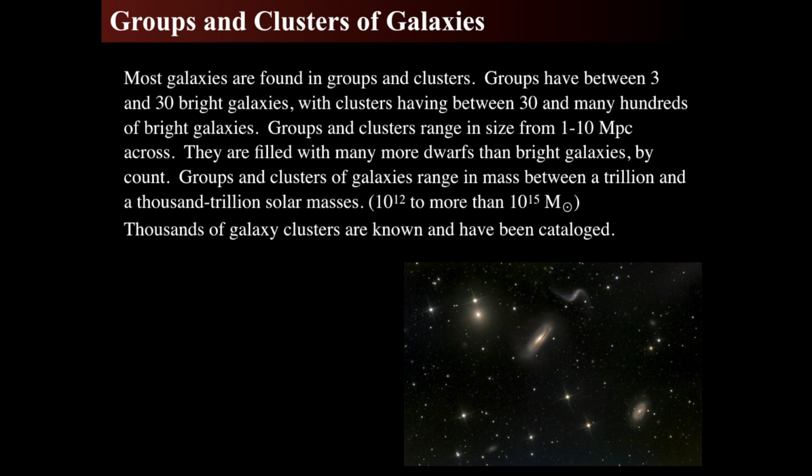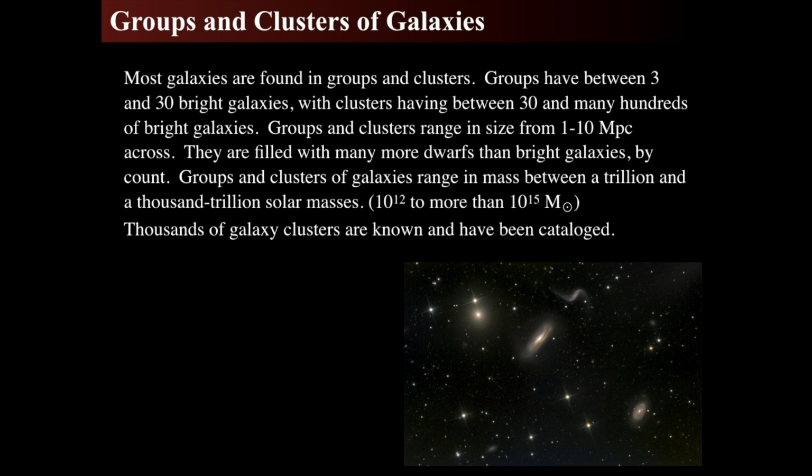So the Local Group is what's called a group, and there are different ways that galaxies come. They come in groups and clusters. Groups have about 3 to 30 or a few bright galaxies, and clusters have at least 30 to a couple hundred bright galaxies. Groups and clusters typically range from about a megaparsec across to about 10 or 15 megaparsecs across. That's millions of parsecs, which means about 30 million light years to about 50 million light years. And they're filled with many, many more dwarf galaxies than bright galaxies by their counts.